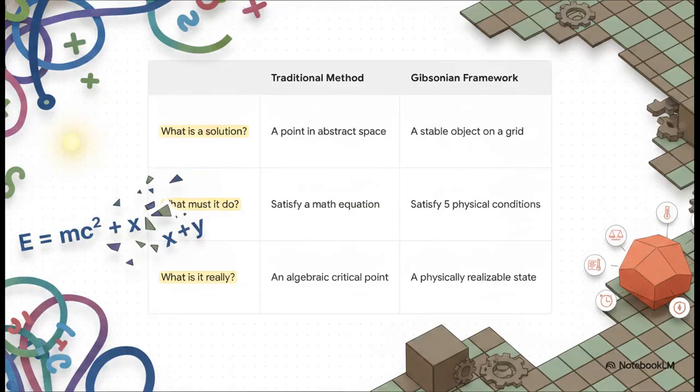This table really just sums up the whole story perfectly. With the traditional method, a solution is an abstract point in space that solves a math problem. In the Gibsonian framework, a solution is a stable, physical object on a grid that has to pass 5 tough physical tests. It's the huge difference between an abstract, algebraic critical point and a truly physically realizable state.